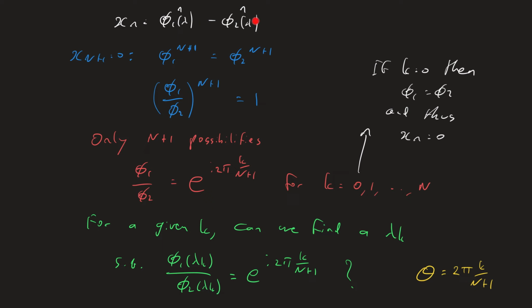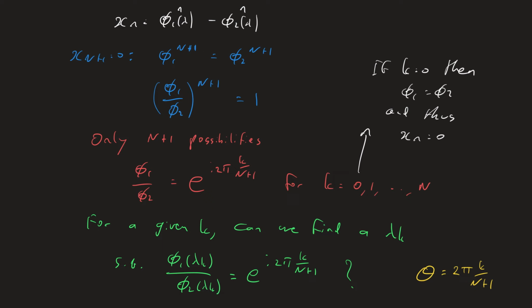So if this is equal to 0, that means this term has to equal this term, and we want that to be true when little n is equal to big N plus 1. So we want to find lambda such that phi1 to the power of big N plus 1 is equal to phi2 to the power of big N plus 1. Remember, lambda changes our quadratic equation, and phi1 and phi2 are roots of that corresponding quadratic equation.